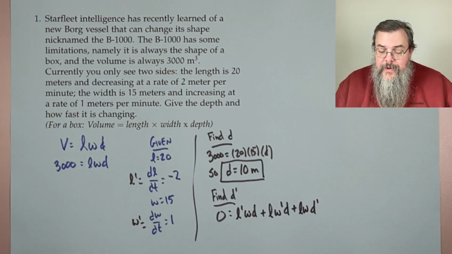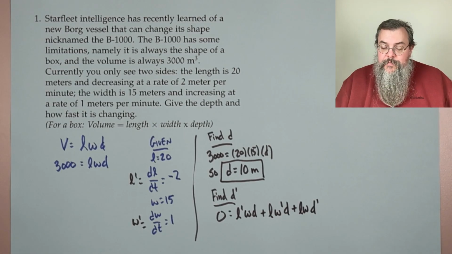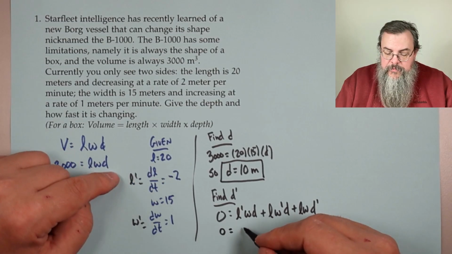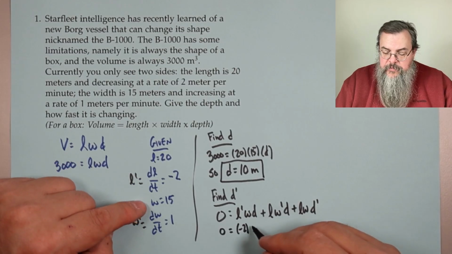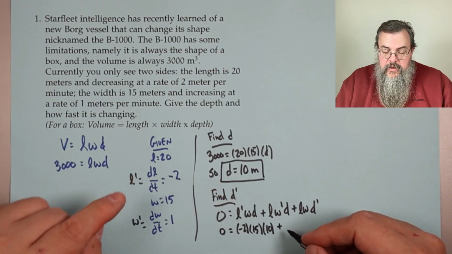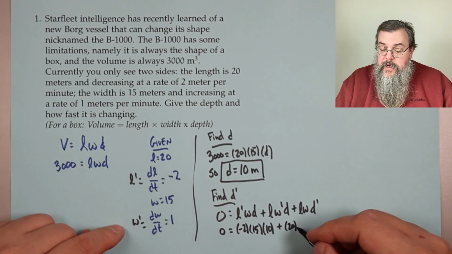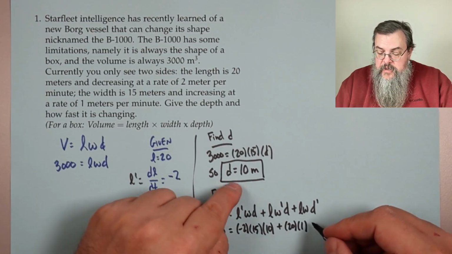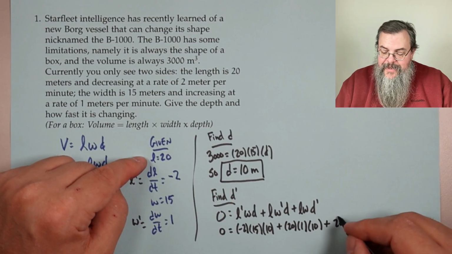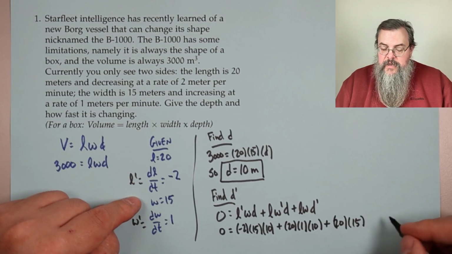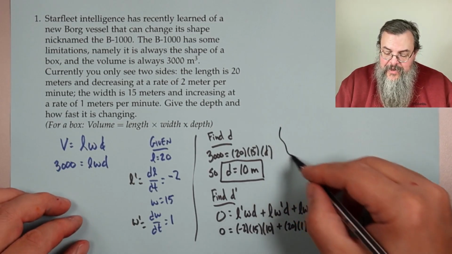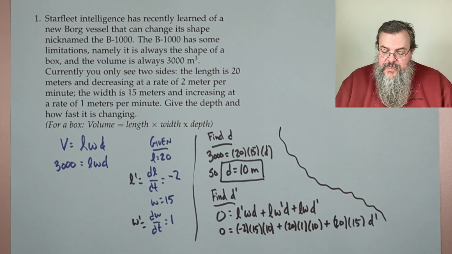So we now have our relationship for our rates. So we plug in. We say, okay, so that says 0 is equal to L prime is negative 2, W 15, D 10, plus L, which is 20, W prime, which is 1, and D, which is 10, plus L, which is 20, times W, which is 15, times D prime, which we don't know, but we're going to know it really soon. All right, so we are almost there.